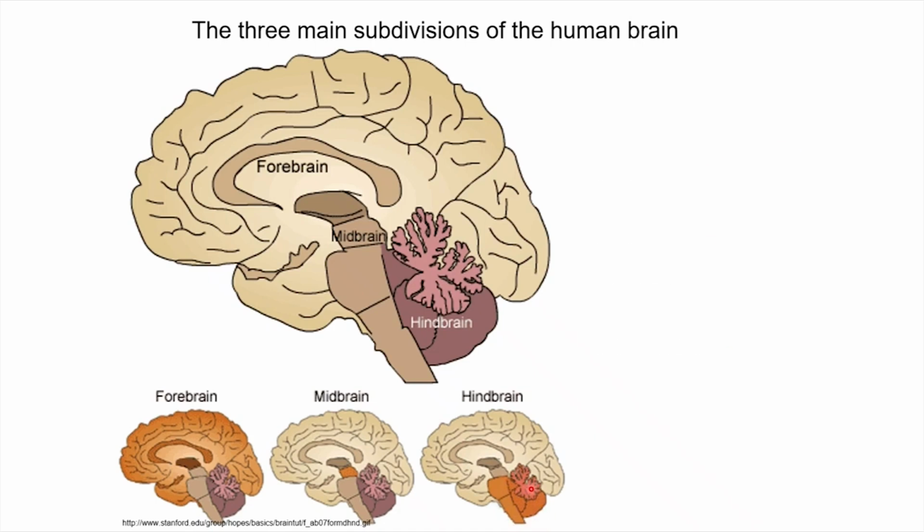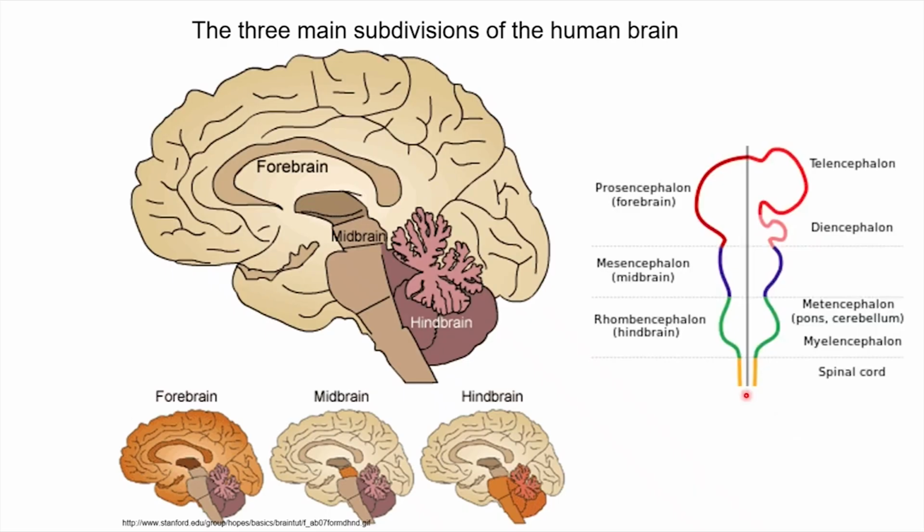These three parts of the brain are actually segregated when the brain is forming in the embryonic stage. So the forward part of the brain at that stage is called the forebrain, and the middle part is the midbrain, and the last part is the hindbrain. And then these parts further develop and form into these more complicated structures over time.